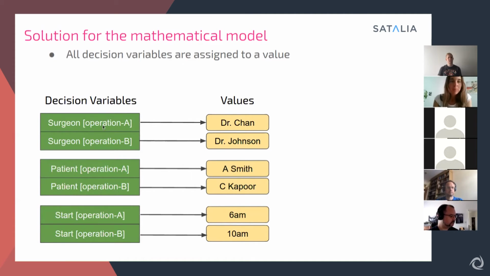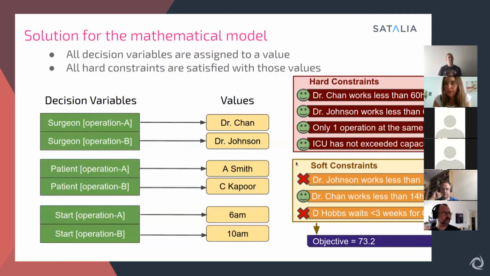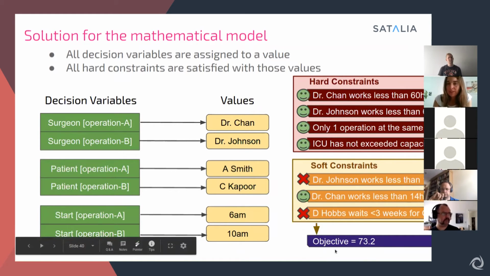So as an example, we say the surgeon for operation A is Dr. Chan, for operation B, it's Dr. Johnson, etc. And what is important is that we call a solution feasible if all the hard constraints have not been violated. In this case, we cannot see exactly that those hard constraints are not violated because I only show a part of the solution, but let's just assume that these hard constraints are all fulfilled and this is good. And we also can look at the soft constraints. Let's say some soft constraints have been violated, but that's all right. And we get some objective value that tells us the quality of the solution.